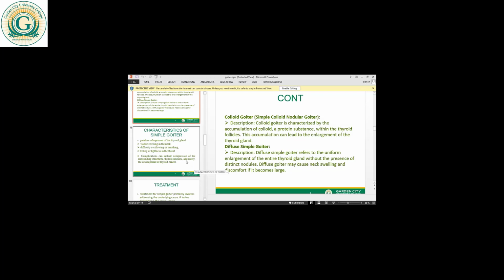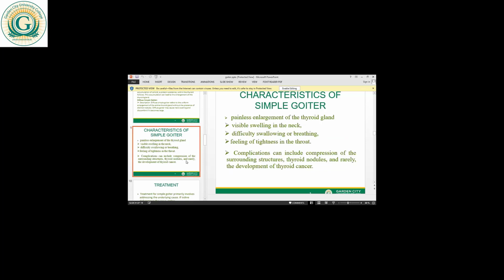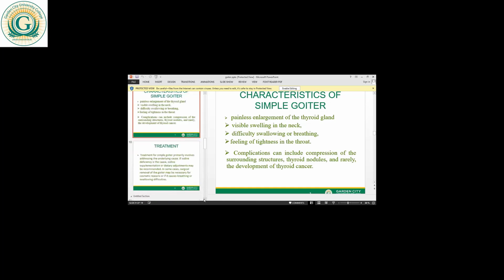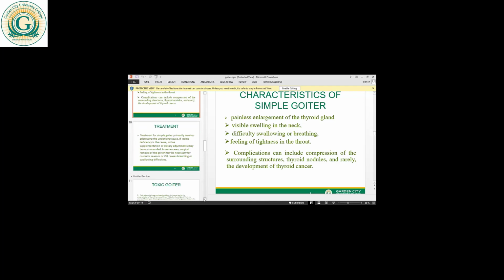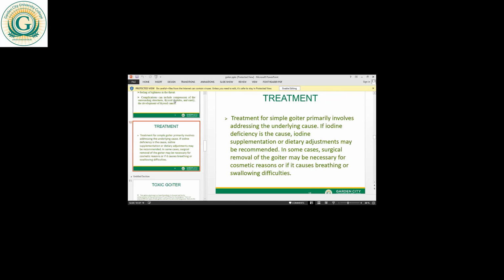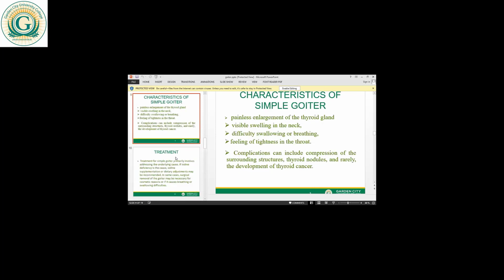So we'll tackle the characteristics of simple goiter. The characteristics of simple goiter are painless enlargement of the thyroid gland, visible swelling in the neck, difficulty swallowing or breathing, and a feeling of tightness in the throat. The complications of simple goiter can include compression of the surrounding structures, thyroid nodules, and the development of thyroid cancer.